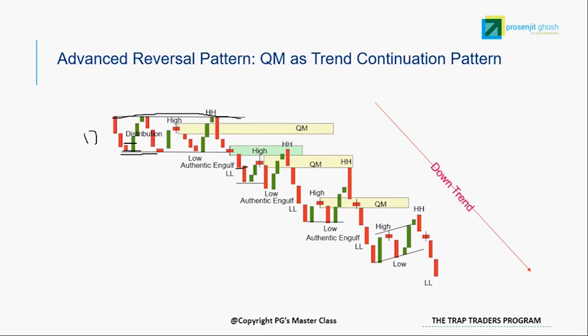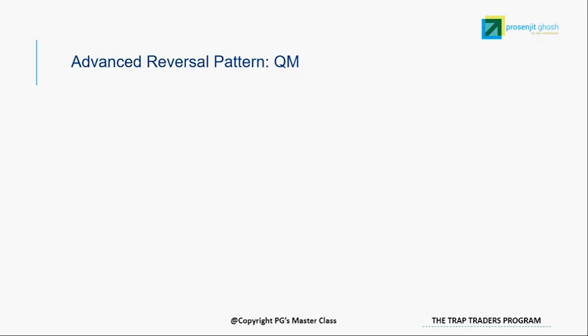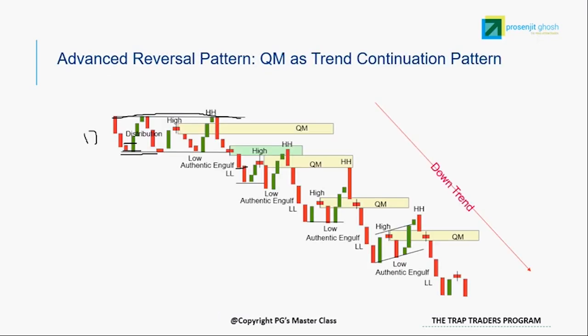If it is getting created, then we will check whether our authentic engulf has happened or not. And if it has happened, we know that in the chart there is another QM formed. And if another QM formed, we can jolly well trade it. So this is how the supply QMs get created one after another in a price chart.